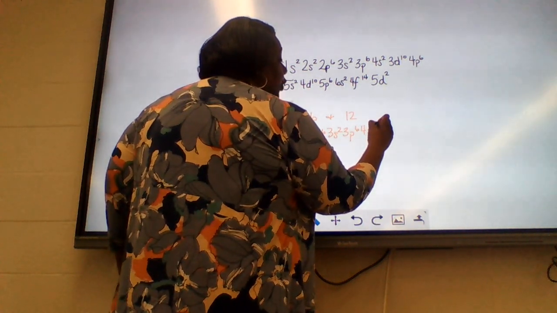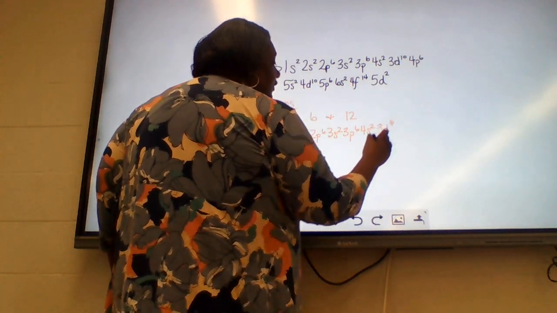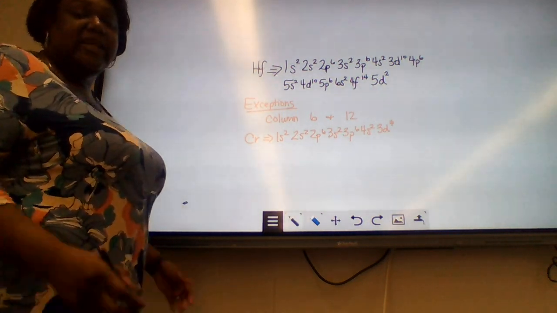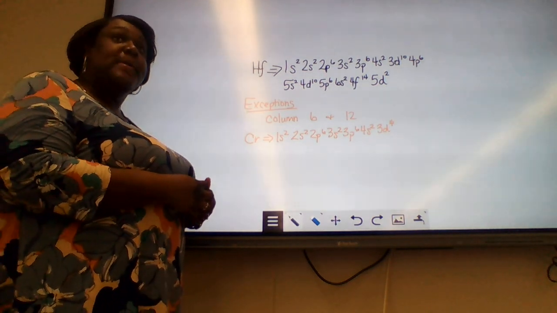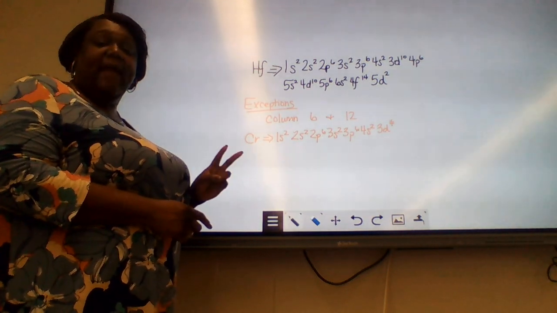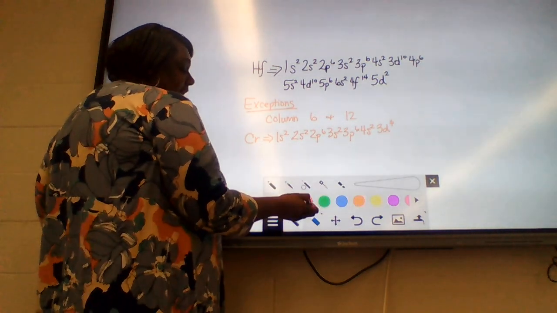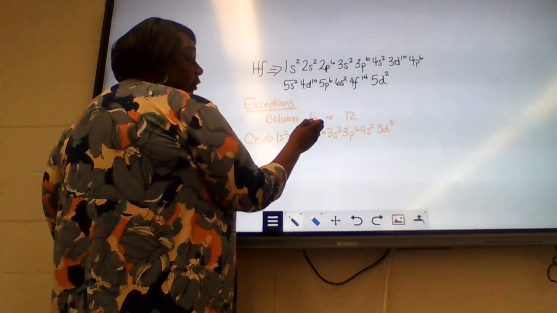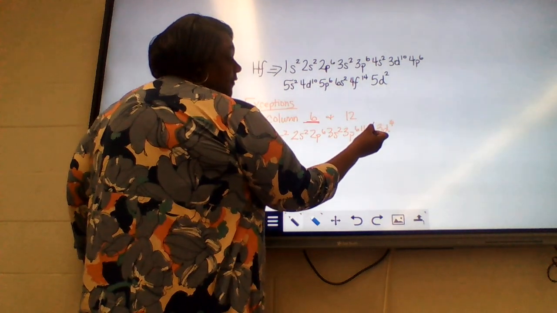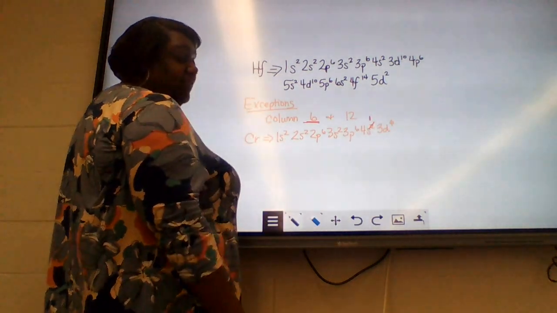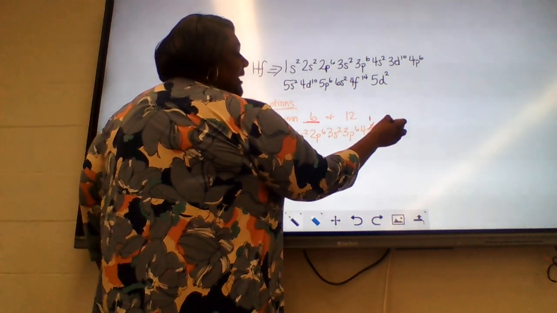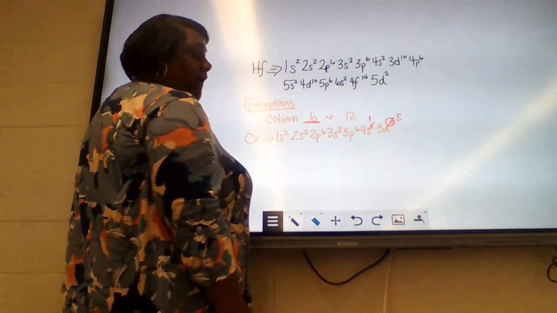4S. Now, you would think that the configuration for chromium is this. But what we actually find is that elements are much more stable when they have either a completely filled subshell or a half-filled subshell. And so what this element does, and these that are in column 6, they all do this, they actually steal one from the S so that your S ends up with only 1 electron, which makes it half full, so that my D can also get half full.